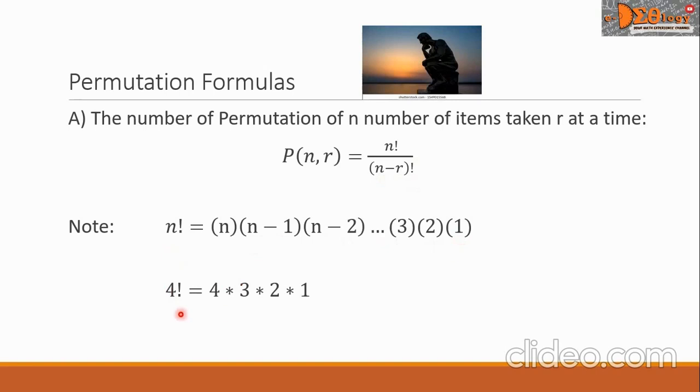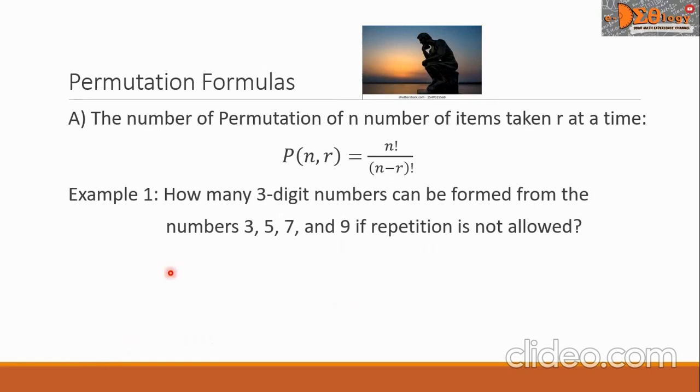For example, if we have 4 factorial, this is equal to 4 times 3 times 2 times 1, and the final product is 24. By definition, take note that 0 factorial equals 1.